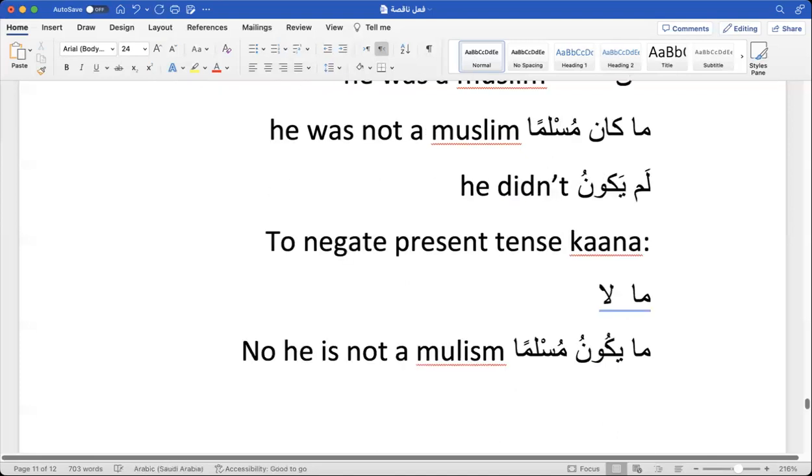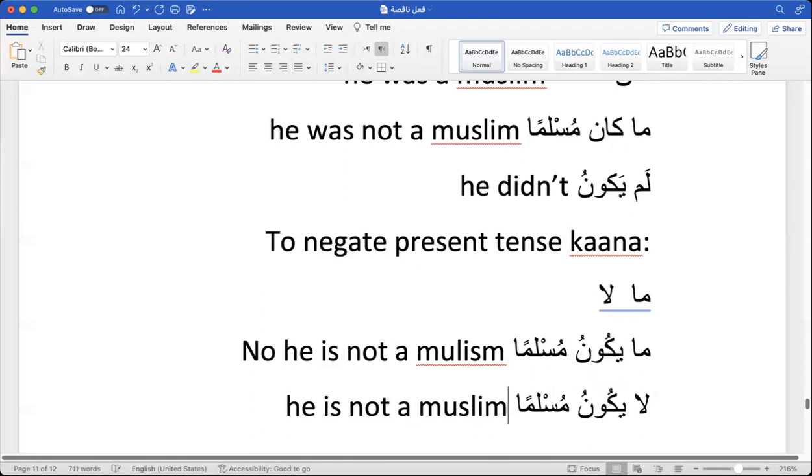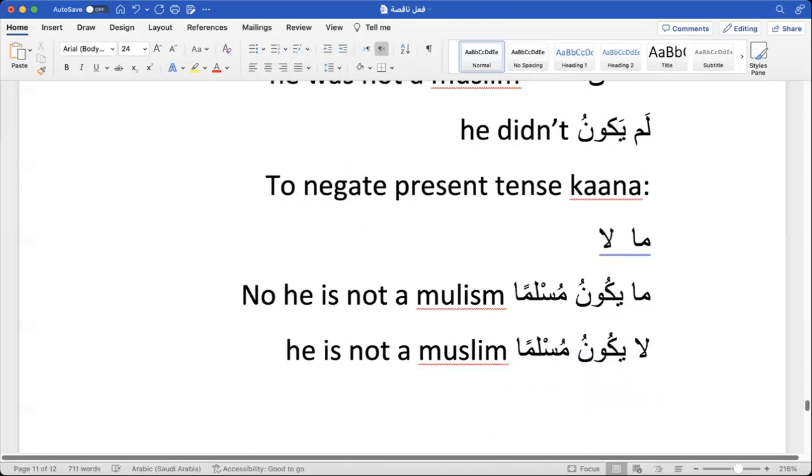But in case of la, you'll say la yakunu musliman. It means simply he is not a Muslim, right? Correct. Now, this is for the present tense.